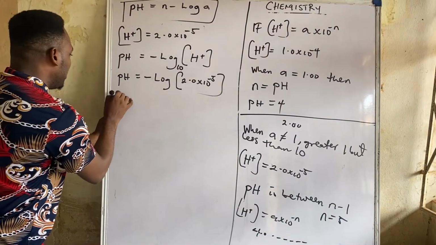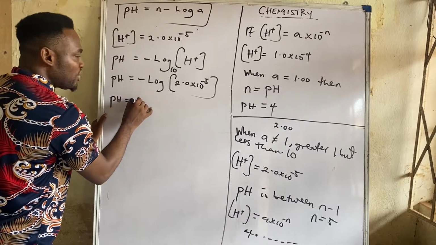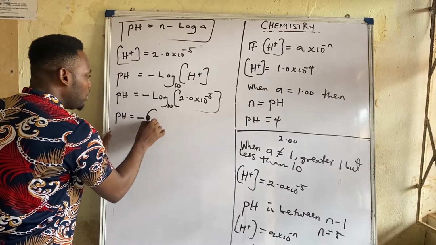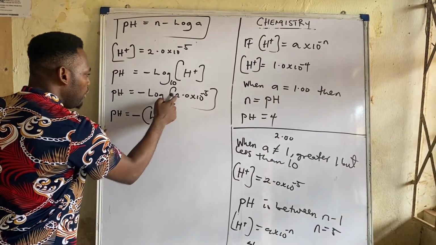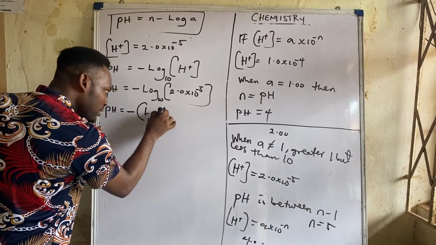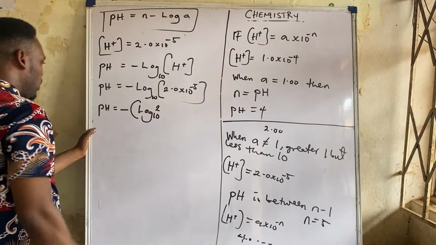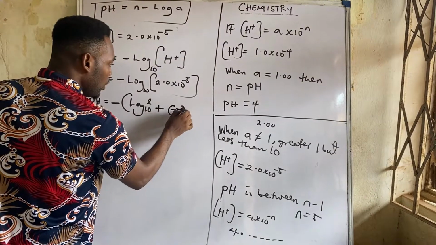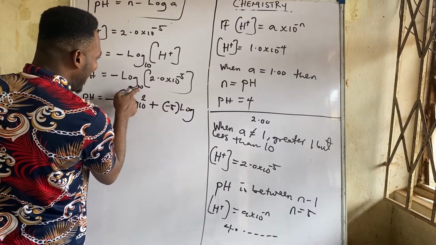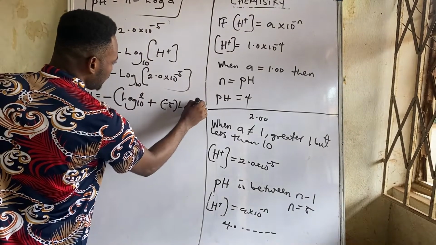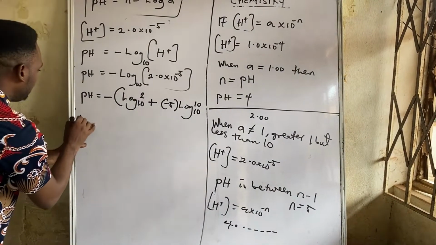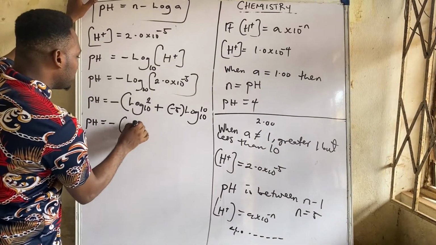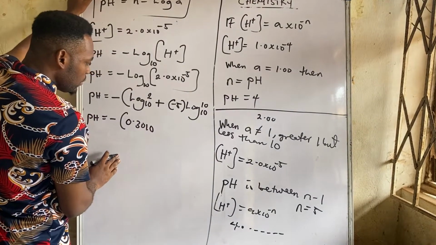Solving this now, what will be the pH? The minus is always outside, alright? And remember this is in base 10. So minus is outside, open bracket, log of 2 in base 10, times changes to plus in logarithm, so this becomes plus. The minus 5 will come down, minus 5, log 10 in base 10. If we resolve this successfully, pH will be equal to minus log 2 in base 10, 0.3010. Alright, that's the value.